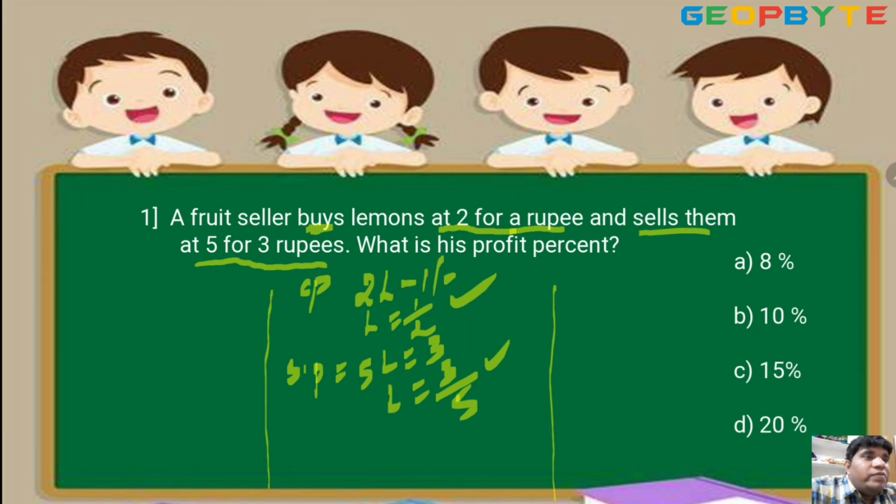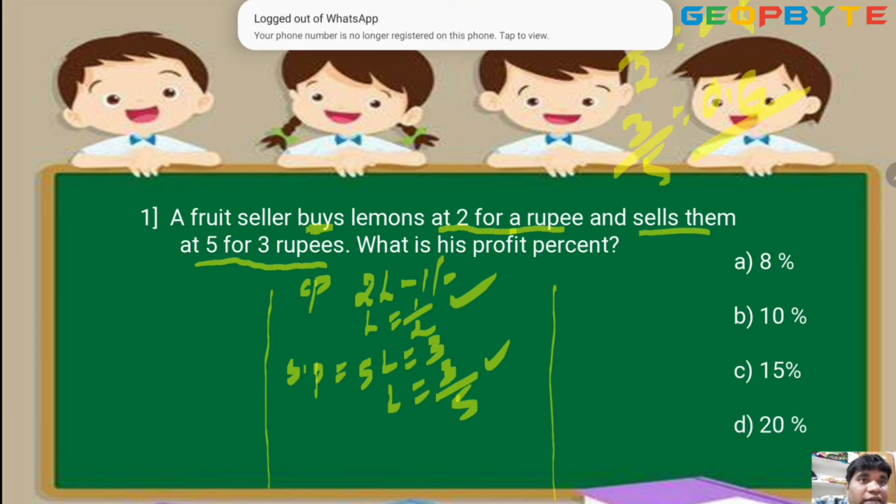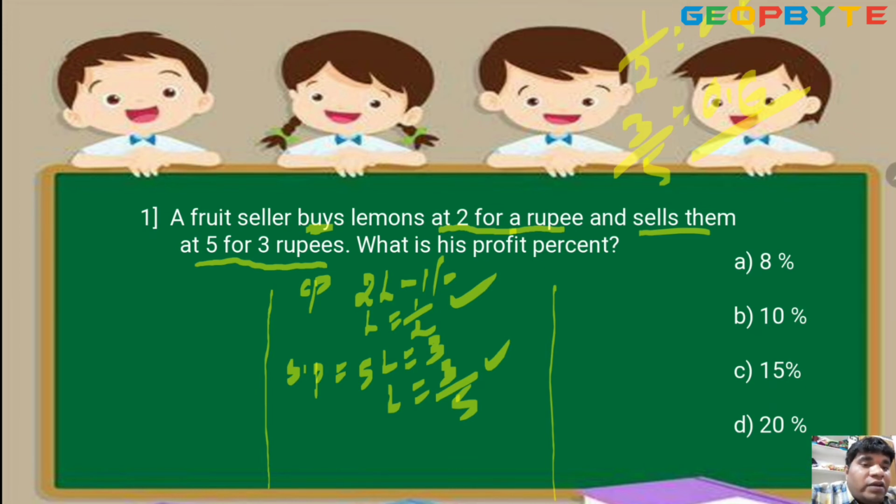Okay, observe. 1 by 2 value is 0.5. 3 by 5 value is 0.6. So which is the biggest? Selling price is the biggest. Selling price biggest means we got profit. What is the profit? Selling price 3 by 5 minus cost price 1 by 2, upon 1 by 2, into 100.